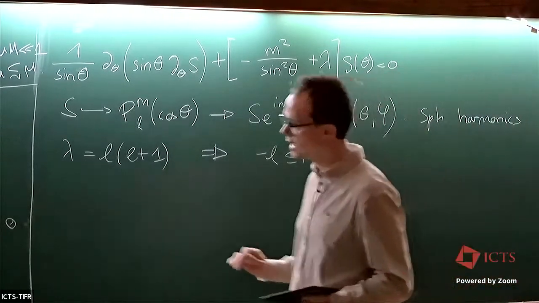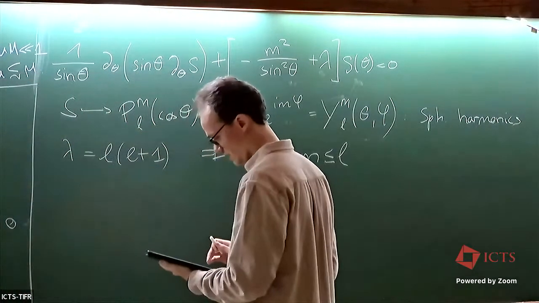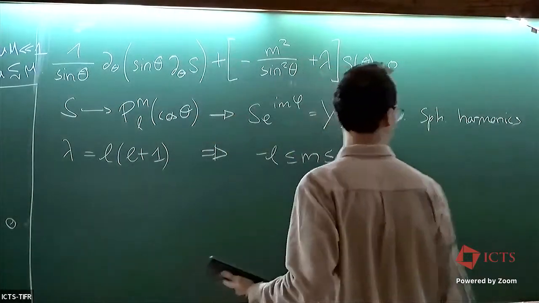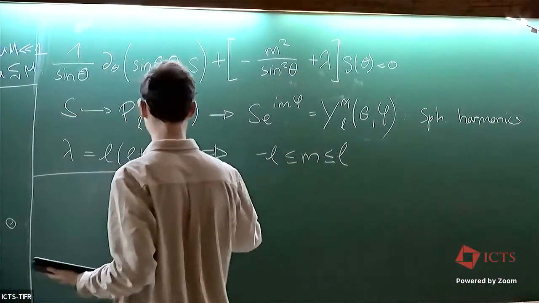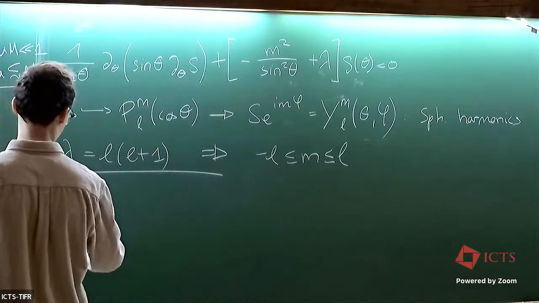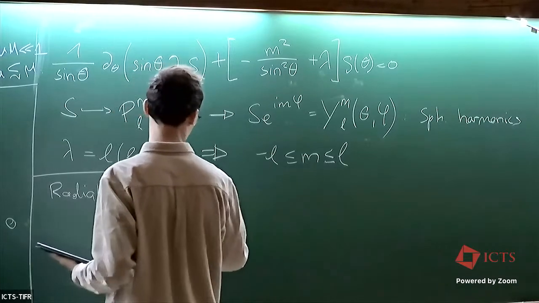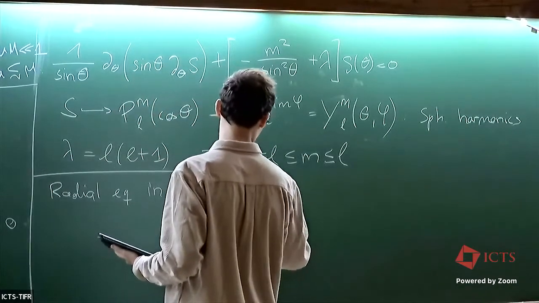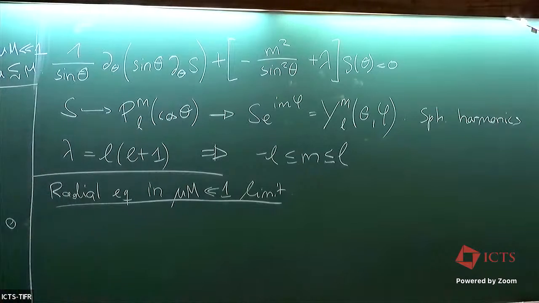Now, for the radial equation, we have to do a little more work because there's not just a single term that drops out, and we also need to keep some of the terms which are relevant. So let's try and do this term by term. Okay, so let's look at the first term.